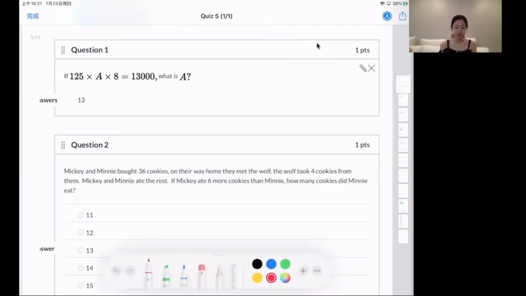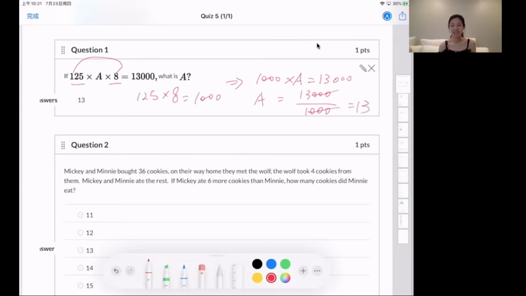Okay, so what we can do first is multiply 125 and 8 together. So it equals 1,000. So it becomes 1,000 times A equals 13,000. So what is A? $13. Okay.